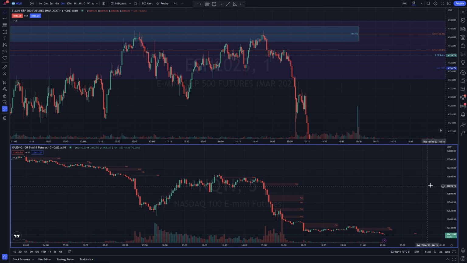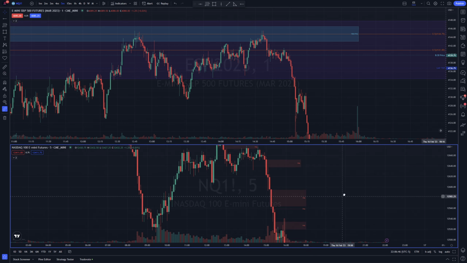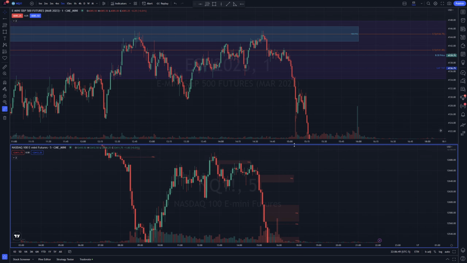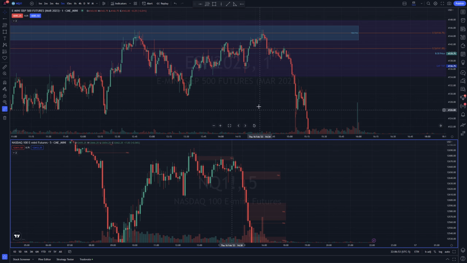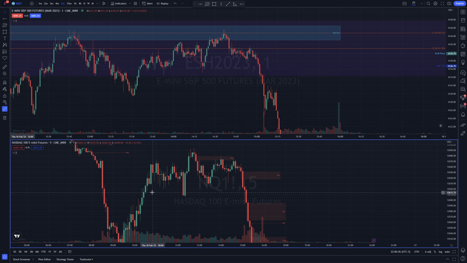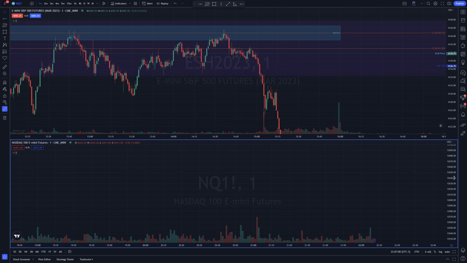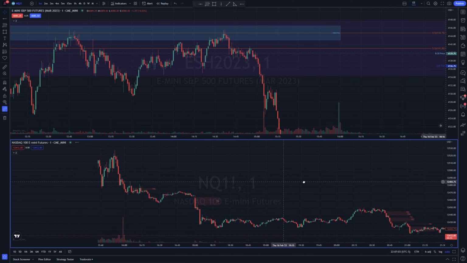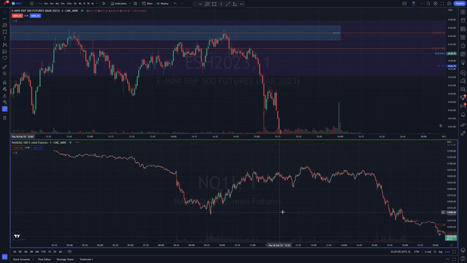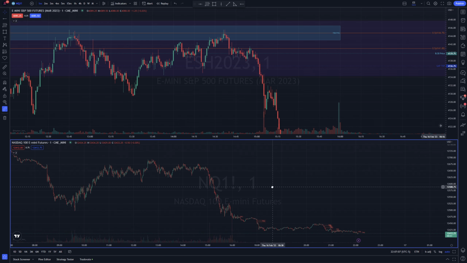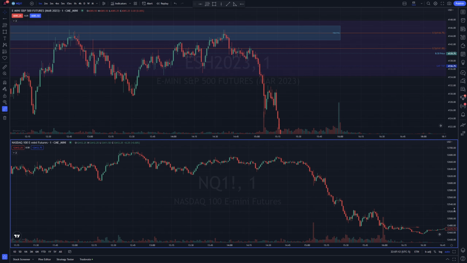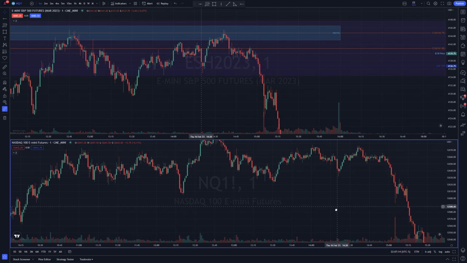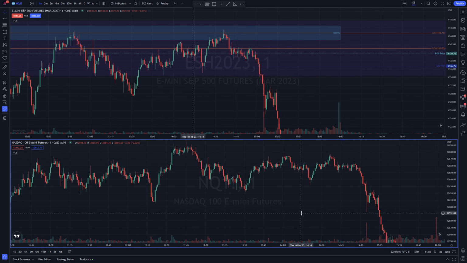So ICT will call this an SMT divergence, I believe. But you see the big difference here? So this is not the 1 minute. Let me change that to the 1 minute. It's so different, I can't even tell where it is. Okay, I believe it's right in here.